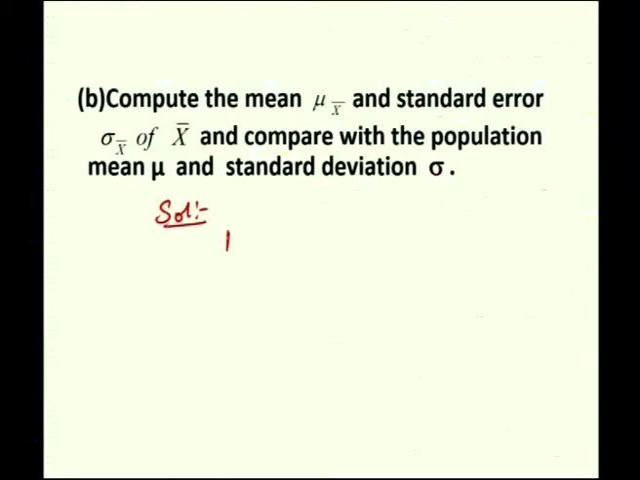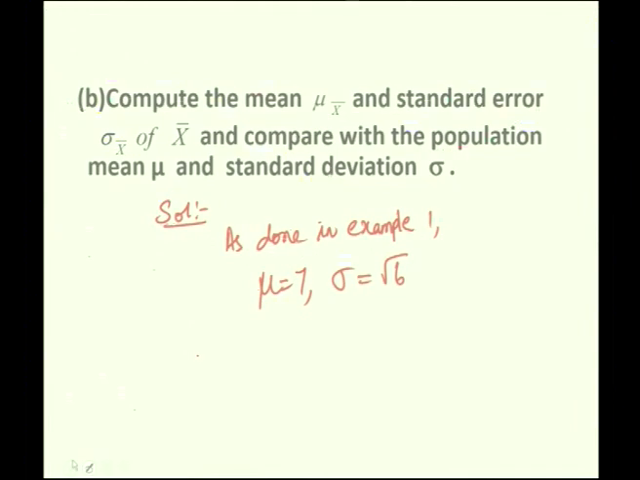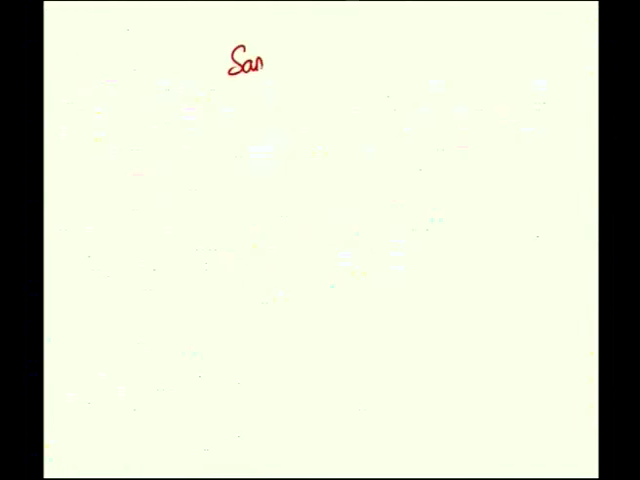As done in example 1, the population mean will not differ. In example 1, mu is equal to 7, there is no change in population mean and the population standard deviation, which is root of 6. Now, we shall find out the sampling distribution for x bar. First of all, samples of size 2 without replacement.